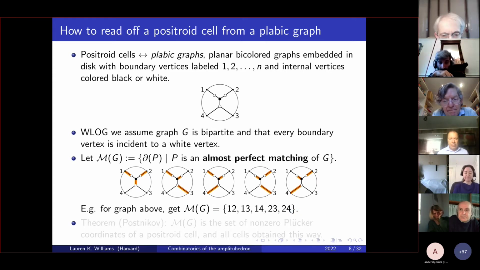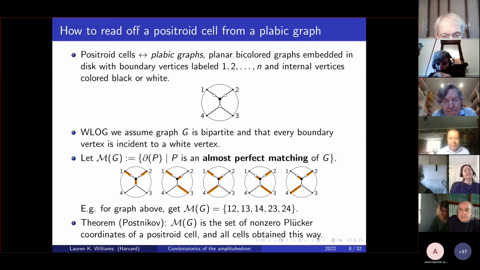And so the claim, the theorem of Postnikov, is that M of G is exactly the set of non-zero Plücker coordinates of some positroid cell, and every cell is obtained in this way. Okay, so the point is we can easily describe all positroid cells using almost perfect matchings of these planar bicolored graphs.